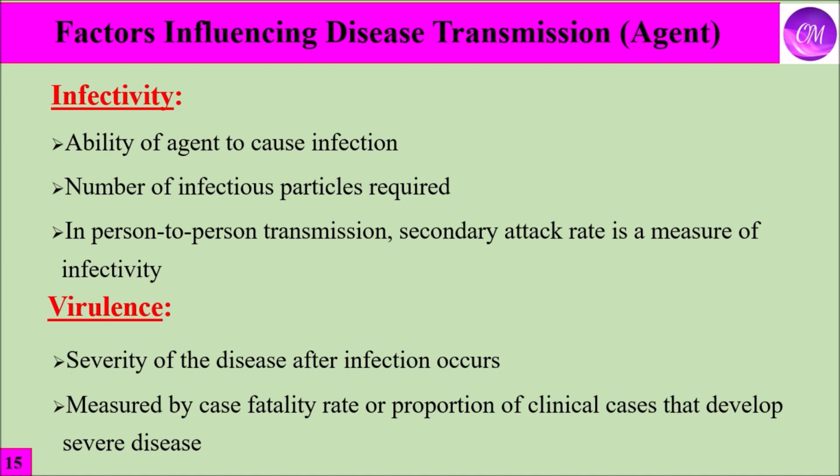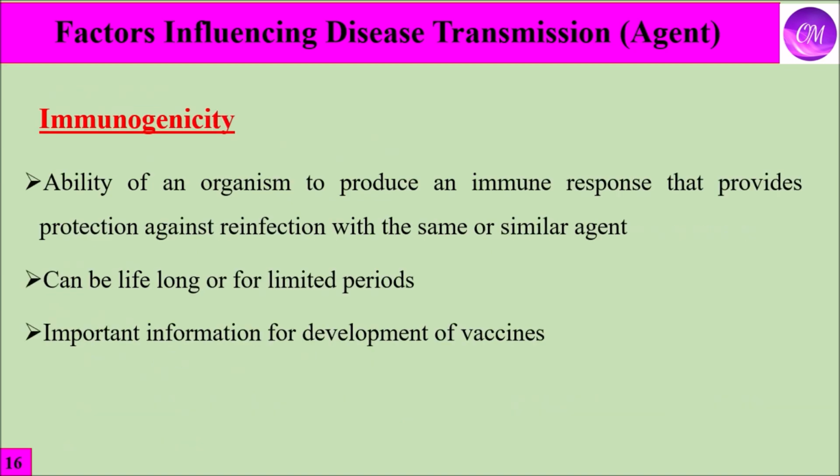Infectivity is the ability of agents to cause infection, based on the number of infectious particles required. In person-to-person transmission, secondary attack rate is a measure of infectivity. Virulence is the severity of the disease after infection occurs, measured by case fatality rate or the proportion of clinical cases that develop severe disease. What does immunogenicity mean?